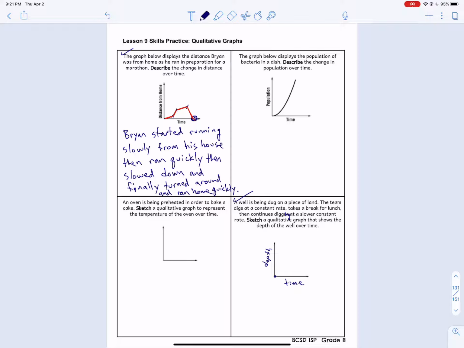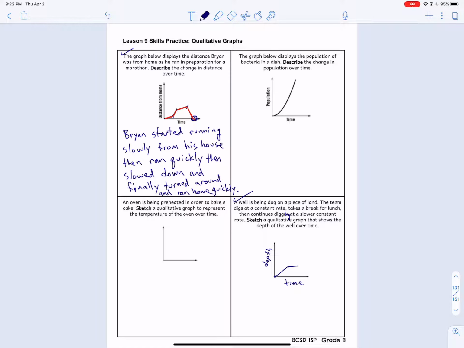So digs at a constant rate. So we're just going to draw a straight line. Constant rate means straight line. I don't know how quickly. It doesn't say. It just says constant rate. Takes a break for lunch. So while they're eating lunch, does the hole get deeper? No. It just stays for some time. So maybe half an hour for their lunch.